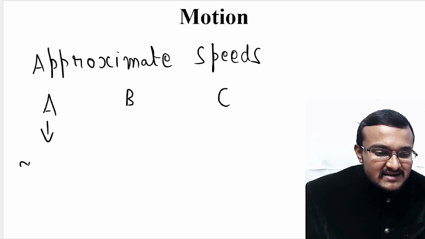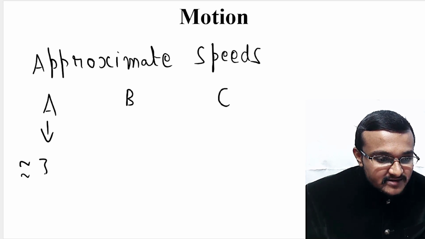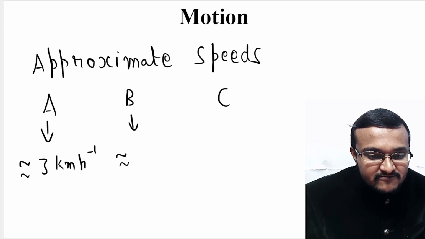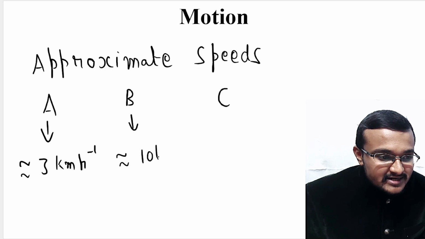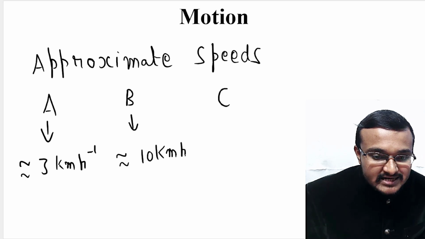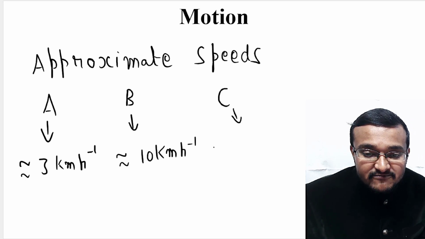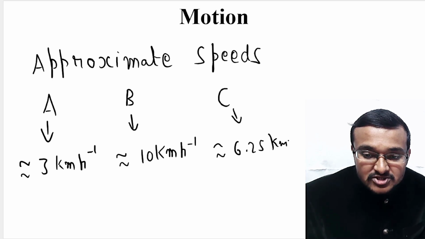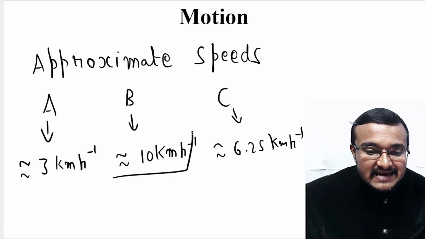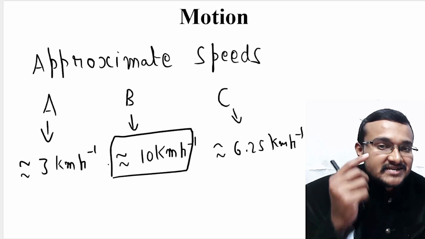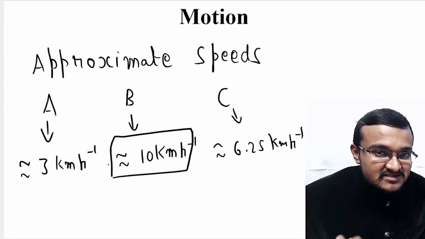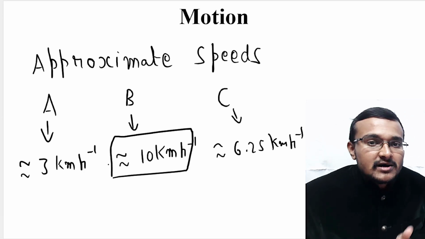Here approximately A has a speed equal to 3 kilometer per hour, the approximate speed for B is 10 kilometer per hour, and the approximate speed for C is equal to 6.25 kilometer per hour. So here you can clearly notice that B has the highest average speed. So that means B is the fastest traveling vehicle or object.